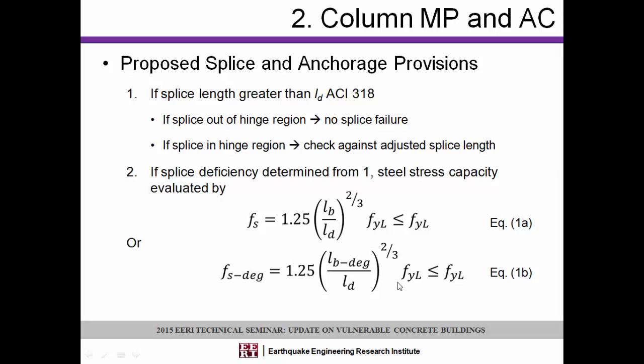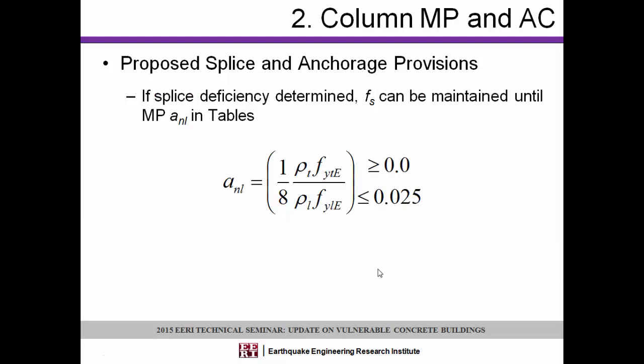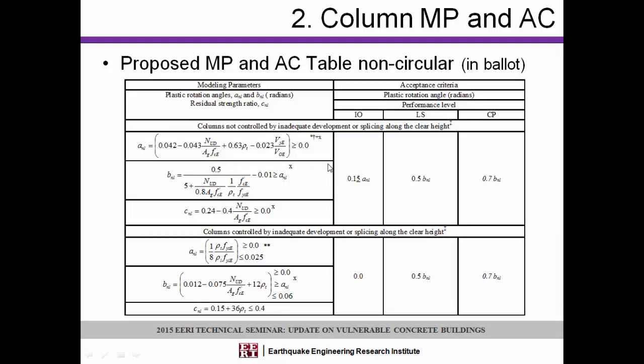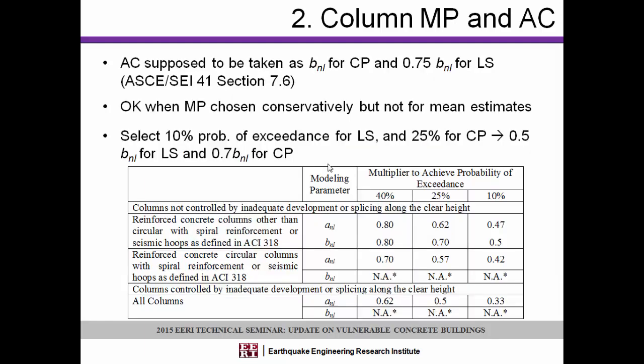So this is the change coming here, and we're also proposing to give a little bit of life after bond failure based on the amount of transverse reinforcement in the section. And this is what the tables look like now in the ballot. So the equations for a and b, this is the residual, and this is for the splice deficiencies. Now to acceptance criteria, and this is the last heavy slide of the presentation.